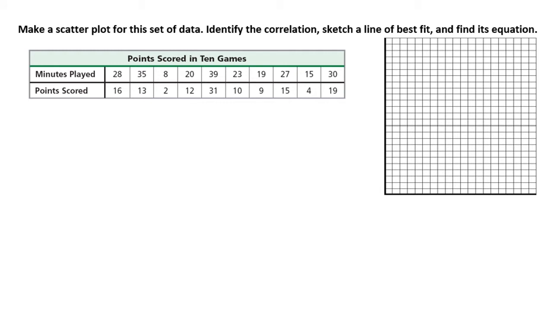Before we look into the calculator, let's try to graph one more, and let's try to identify points and identify correlation, sketch a line of best fit, and find the equation. We're going to put our x and y values on the graph. It looks like our graph is not going to fit everything in nicely, so we're going to scale the graph where each unit represents 2 points.